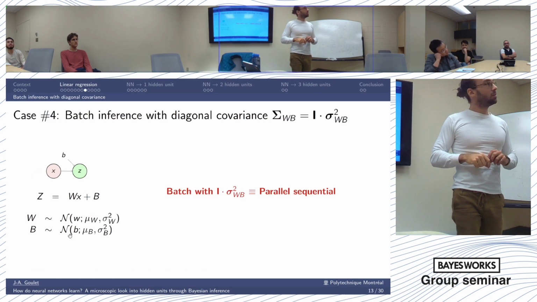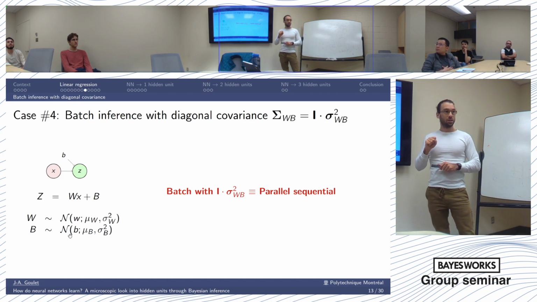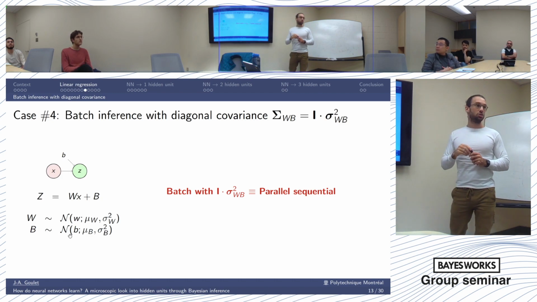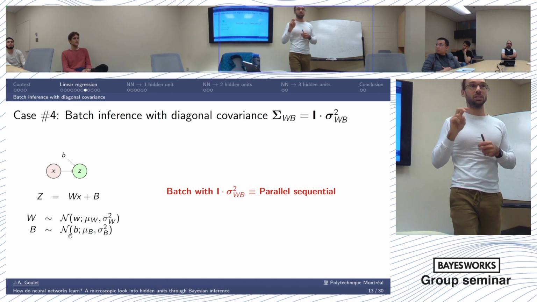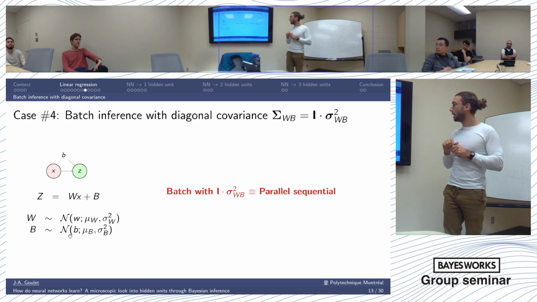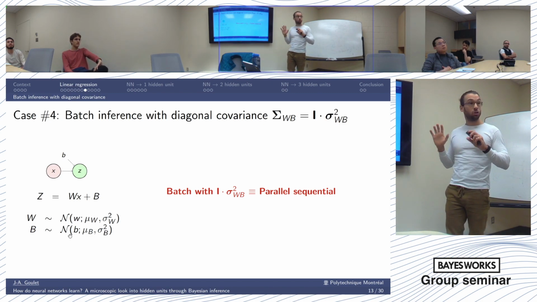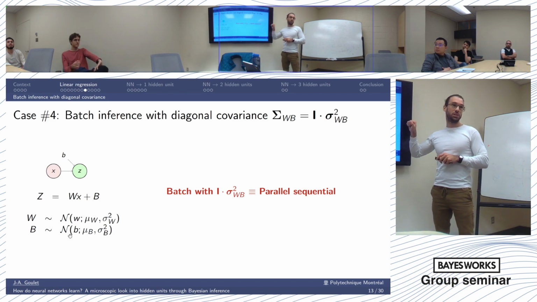Then we're going to do something a little more funky. Batch inference with diagonal covariance structure. The batch here is a little different, because batch inference with diagonal covariances is like a parallel sequential processing.